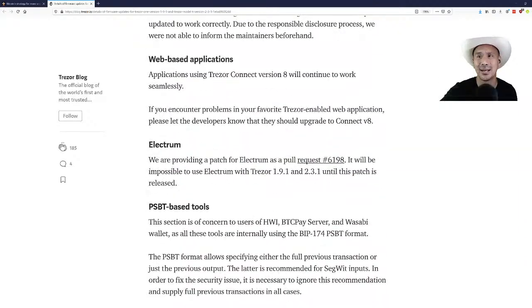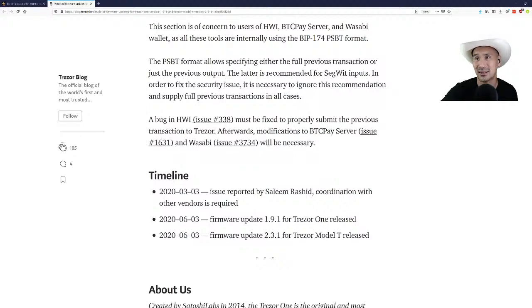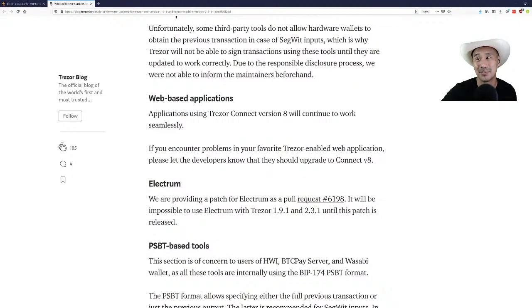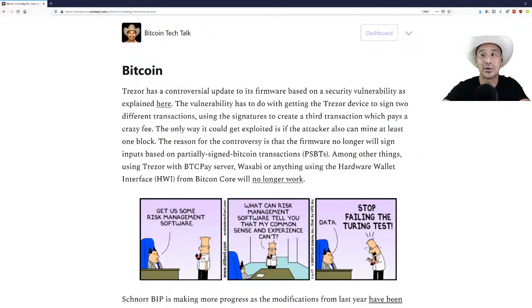Unfortunately, that means that a lot of third-party tools won't work with it. Anything that uses HWI, or hardware wallet interface, and that includes BTCPay, Wasabi, and some others. So something to know, you don't have to upgrade your Trezor firmware if you don't think this is a vulnerability. It would have to be a very specific malware. I know of no malware like that out in the wild, though you never know. So yeah, take that with a grain of salt.